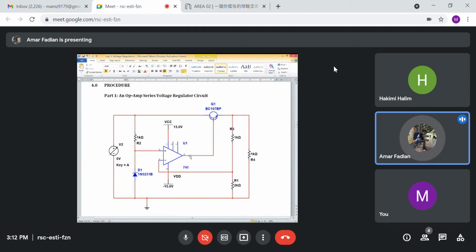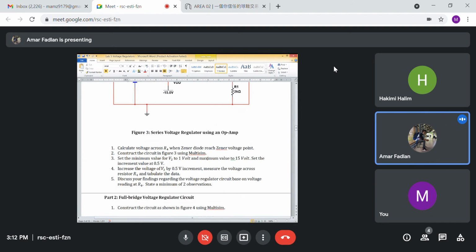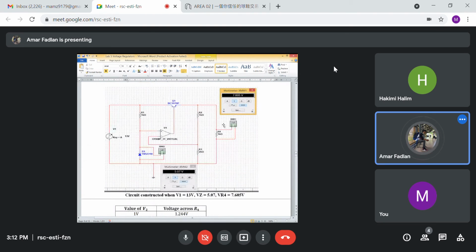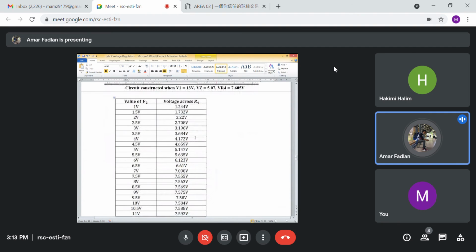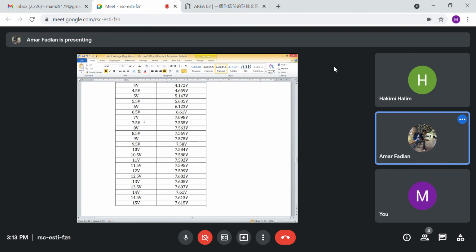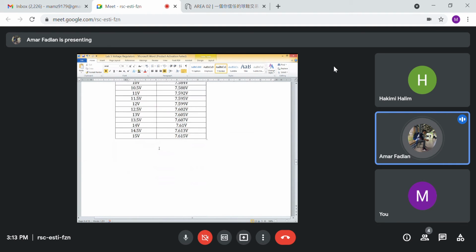The output of the op-amp drives the series pass transistor Q. If there is any change in output voltage, the control signal from the op-amp controls the conduction of the transistor Q. Thus, the output voltage is maintained at a constant level. From the circuit, here is what I have done, and here are the values of every voltage input with an increment of 0.5 volt. So that's all. Thank you.